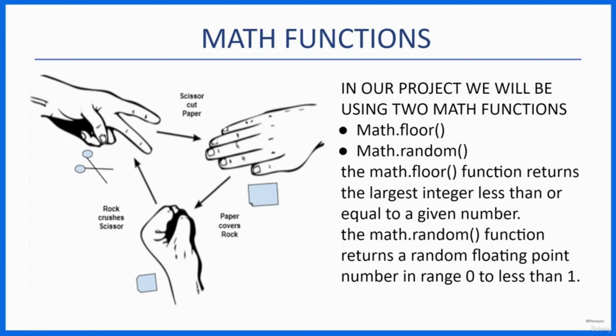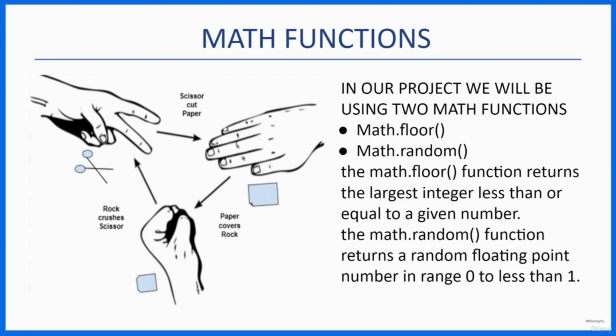One more thing is that the math.random function only returns a floating point number in the range 0 to 1, so we can also scale it by multiplying it with some other numbers, so that we can get our desired random value.